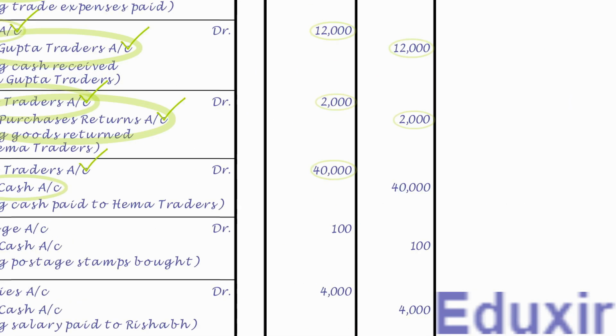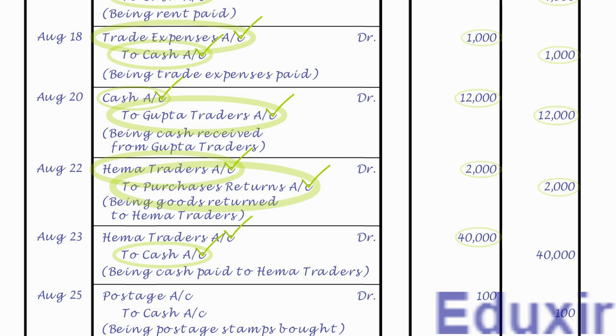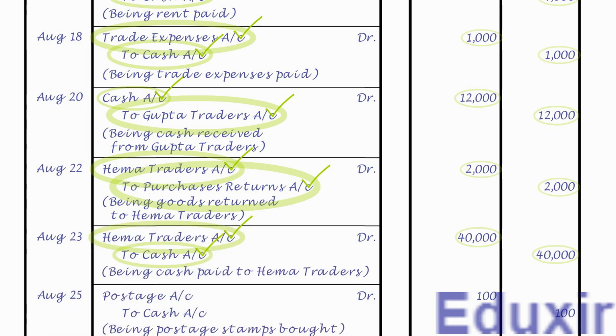As the name suggests, it needs to be posted on the credit side of the cash account and the credit amount is 40,000 rupees. Note that the details that need to be posted into the particulars column is Hema Traders account. As we already have the cash account, let us now post this entry into that account.